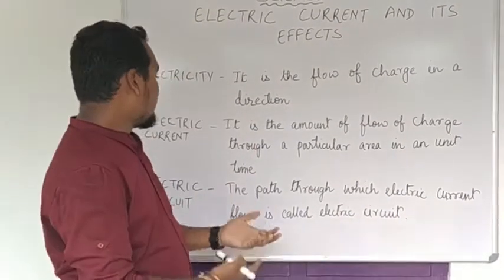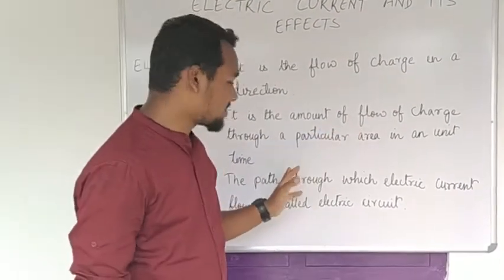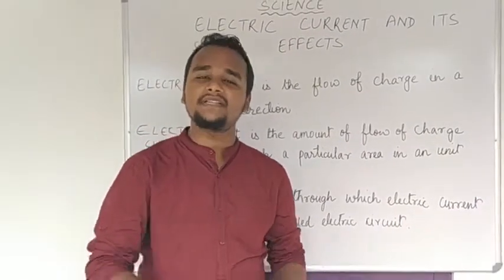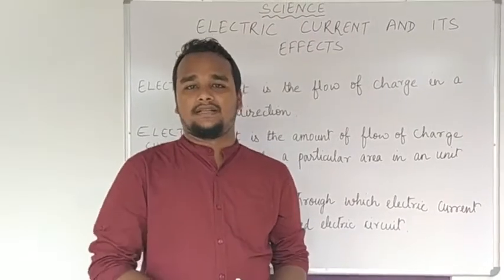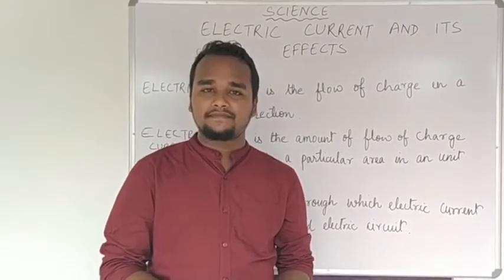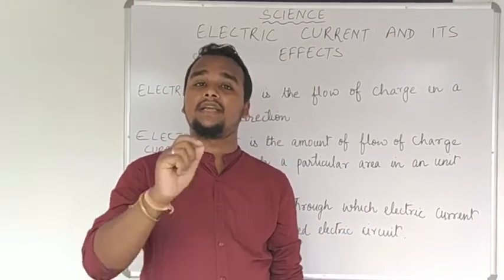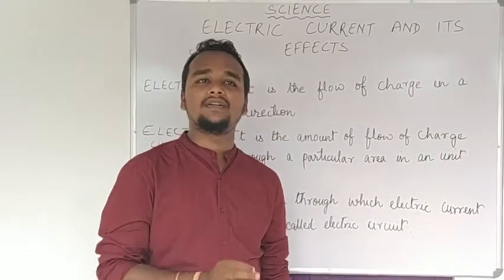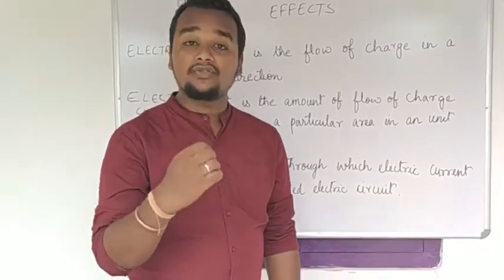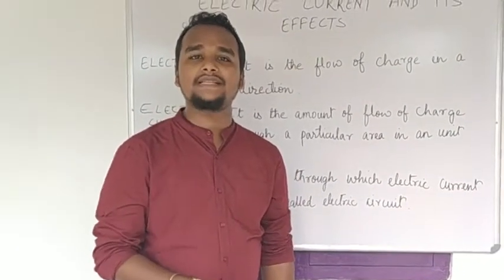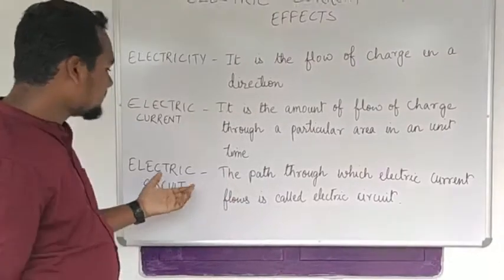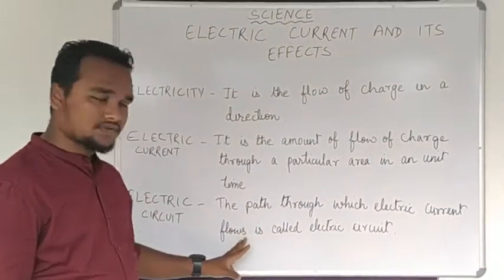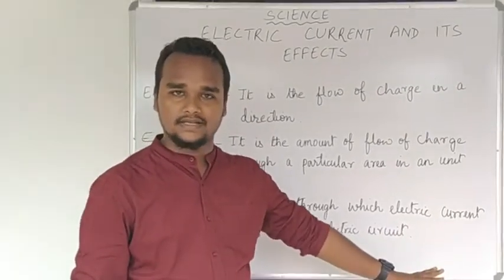Now, as I said, electric current is the amount of flow of charge. The flow of charge, where will that charge flow? That means it will flow in a path. So we are going to discuss the path in which the electric charge flows. The path through which the electric charge or the electric current flows is known as an electric circuit. Here it is written, electric circuit. The path through which electric current flows is called an electric circuit.